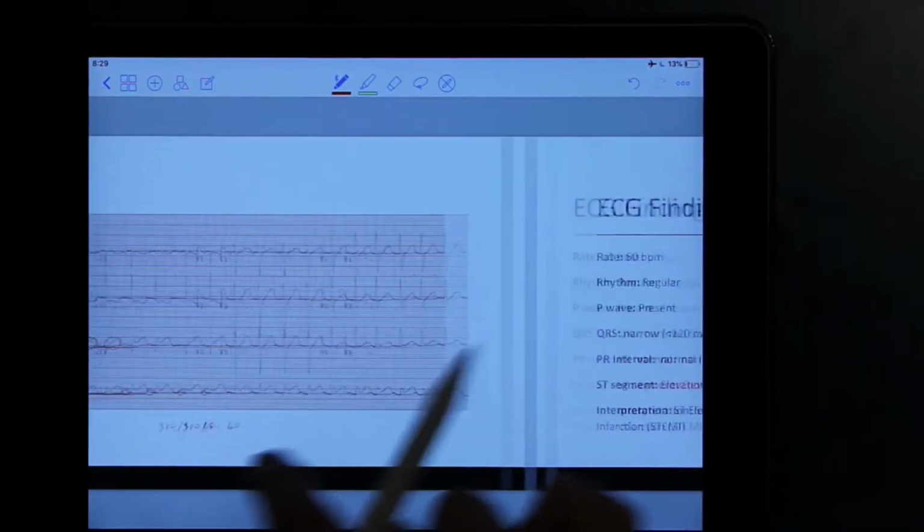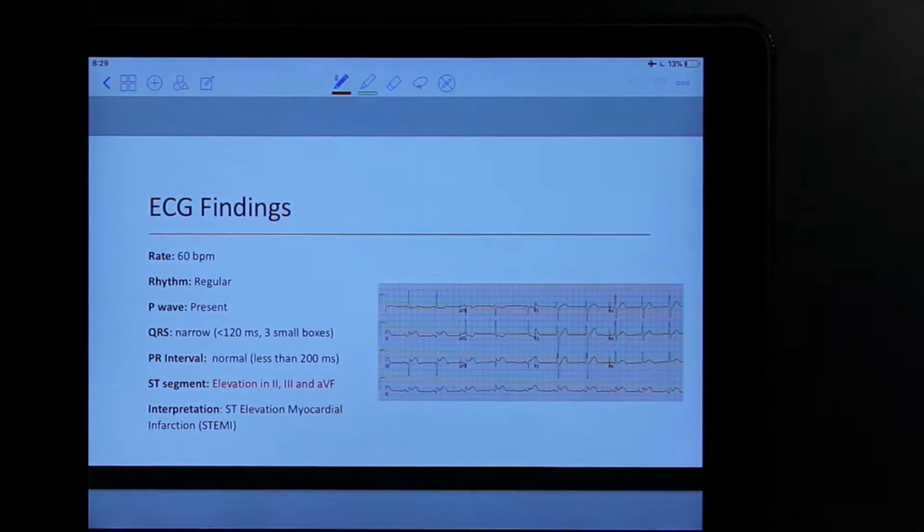So the next slide, we have our findings. The rate was 60 beats per minute. The rhythm is regular. P waves are present. The QRS complex is narrow, so less than 120 milliseconds. The PR interval is normal, less than 200 milliseconds or 3 to 5 small boxes. The ST segment, we found that there was elevation in leads 2, 3, and aVF. So this would be an ST elevation myocardial infarction.